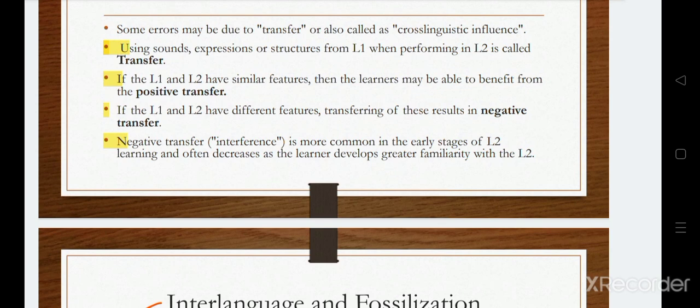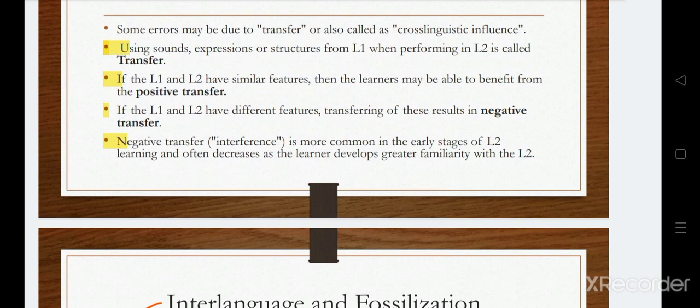If you are living in Pakistan and you are speaking Punjabi and then you are learning Urdu, so there is a positive transfer. So L1 is your Punjabi and L2 is your Urdu. As you know, there is a similarity between those two languages. So this transfer is positive transfer.